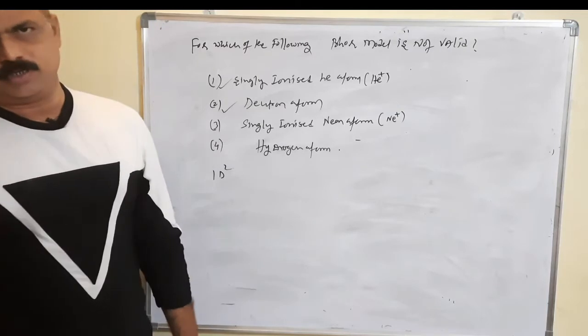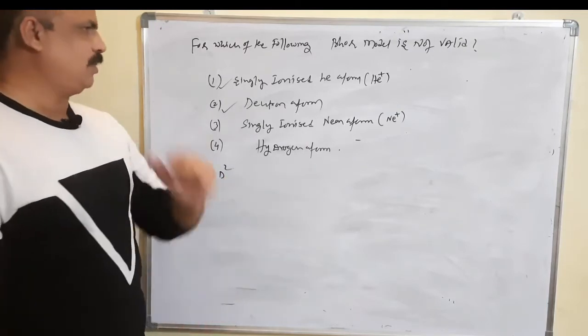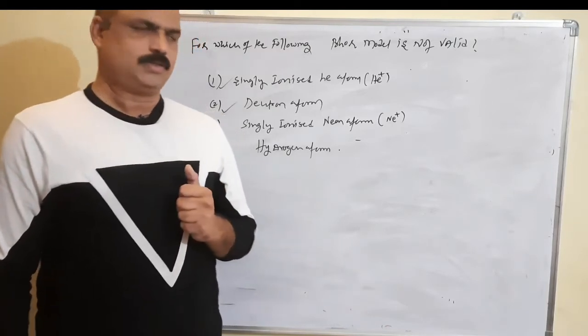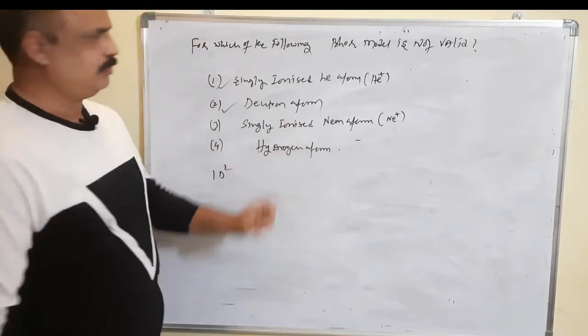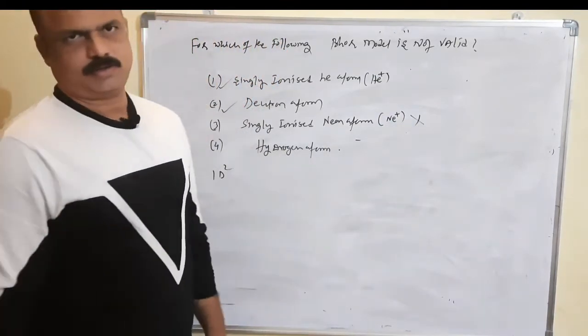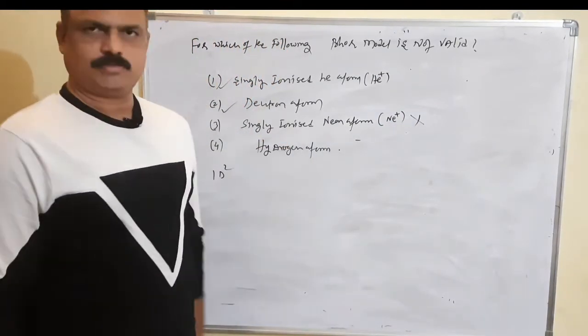Neon has 10 electrons. 1 electron is removed. How many electrons are there? 9 electrons. So this is a multi-electron atom. So Bohr's model is not valid for this singly ionized neon atom.